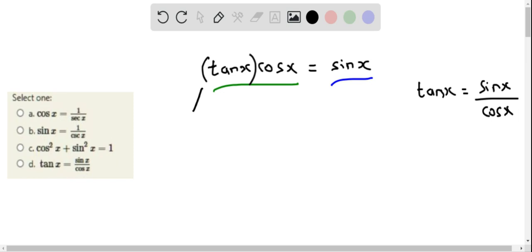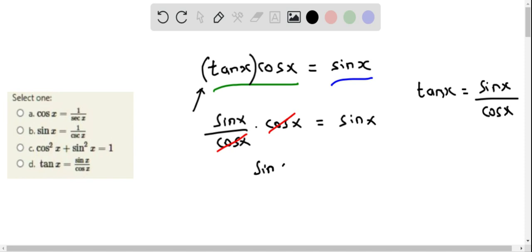So let me replace this tangent of x as sine x over cosine of x, and we have this cosine of x, and on the right side we have sine x. We now see that we can cancel this cosine x in the numerator with the cosine x in the denominator, so we only have sine x, and this equals sine x, and this is always true. So we see that this left side expression equals right side expression when we use this identity.